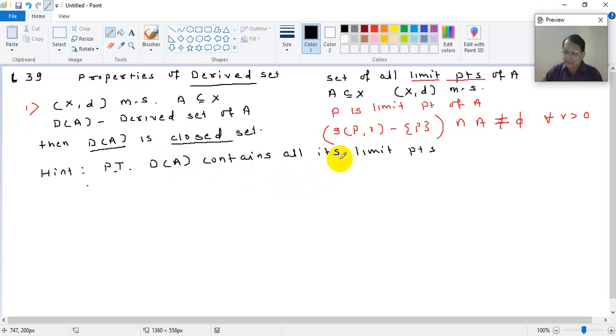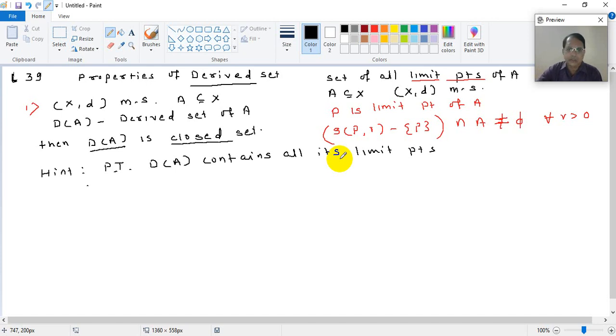बरोबर ना? जर मला असं प्रूव्ह करायचं असेल की डिराइव्ड सेट ऑफ ए कंटेन्स ऑल इट्स लिमिट पॉईंट्स, म्हणजेच काय, मी डिराइव्ड सेट ऑफ एचा लिमिट पॉईंट घेतला पाहिजे आणि तो त्या डिराइव्ड सेट ऑफ ए मध्ये आहे असं प्रूव्ह करायला पाहिजे, तर माझं ते काम होणार. Without that how can we say that it belongs to that and all those things. So what is your starting point in all these results?